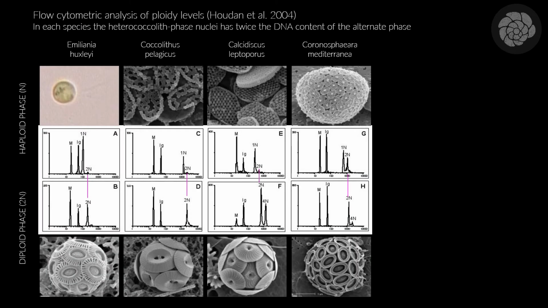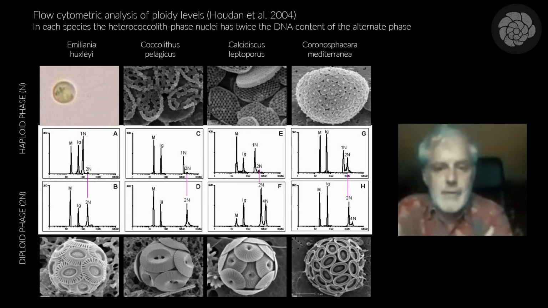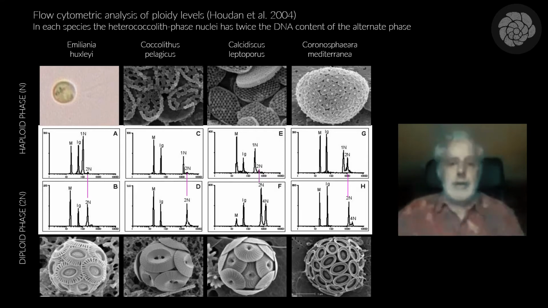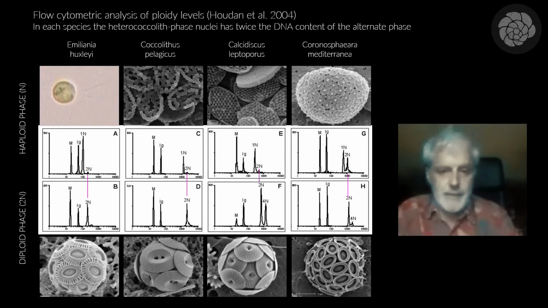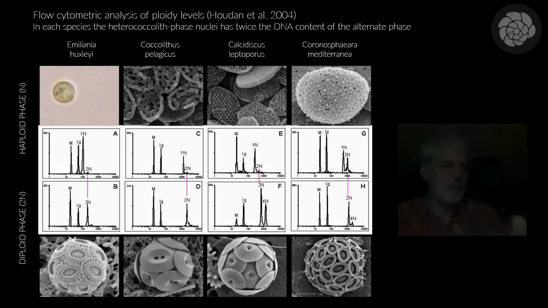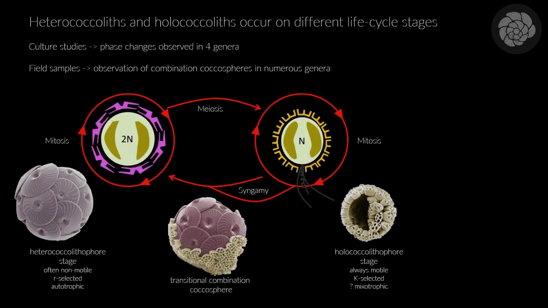But we also have the question of how the life cycle works. There are a few of them where we've got both phases in culture. And when they're in culture, they will very occasionally change, but most of the time you just have a culture which forms only one type of cell. And then what you can do is measure the amount of DNA inside the cells. What we find is that the heterococcolith phases have double the DNA of the holococcolith phases. So this is the haploid phase with one set of chromosomes, as opposed to the diploid phase with two sets of chromosomes. That's the summary diagram.